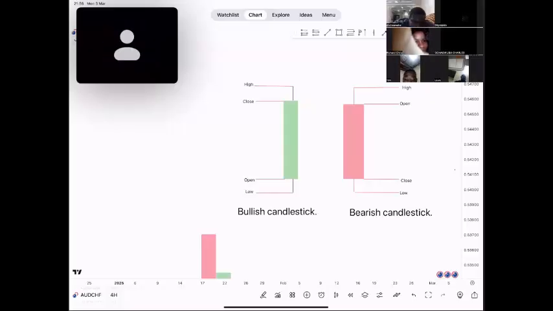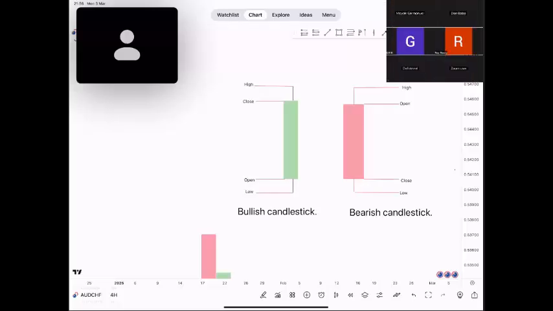When you say that something is bullish, I want what comes to your mind to be that this thing is going to the upside. Or when you say that something is bearish, I want what comes to your head to be that this thing is going to the downside.